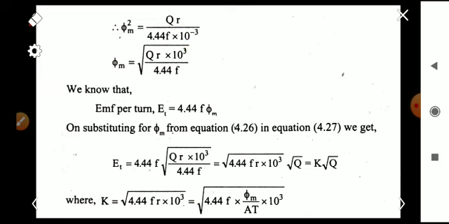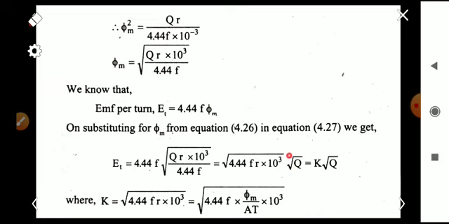We know the equation for EMF per turn from the previous lectures, while deriving the output equation of transformers: ET is equal to 4.44 f phi m. We substitute the value of phi m here, so ET is equal to 4.44 f into root of QR into 10 raised to 3 by 4.44 f. Taking 4.44 f inside the square root and cancelling, we get root of 4.44 f R into 10 raised to 3, into root Q. We are just separating root Q here.